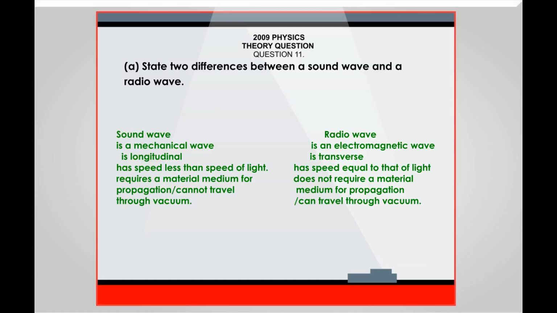Answer. A. Differences between a sound wave and a radio wave. Sound wave is a mechanical wave. Radio wave is an electromagnetic wave. Sound wave is longitudinal. Radio wave is transverse. Sound wave has speed less than the speed of light. Radio wave has speed equal to that of light. Sound wave requires a material medium for propagation and cannot travel through vacuum. Radio wave does not require a material medium for propagation and can travel through vacuum.